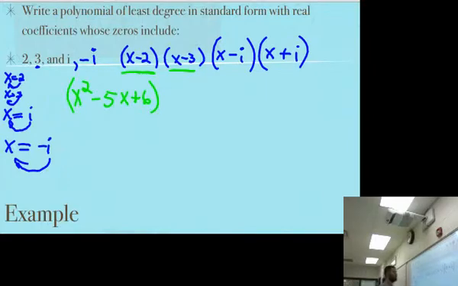Let's FOIL these two. Then I'm going to have x squared, and then I think the middle terms are going to drop out. Minus ix plus ix, those are gone. Minus i squared. So let's see, minus i squared.